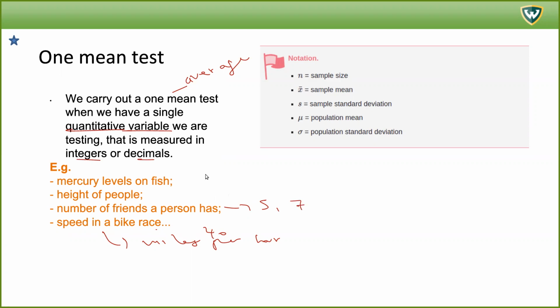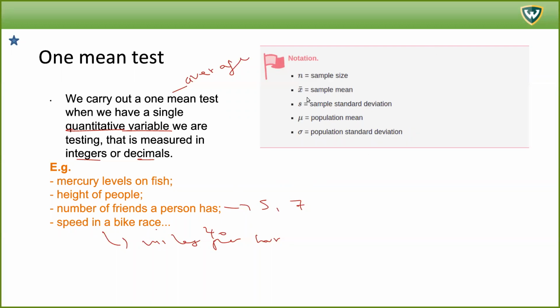So by using this one mean test, we have expanded the kind of values we can measure quantitatively and test, and then we'll see what we're testing against or comparing against.